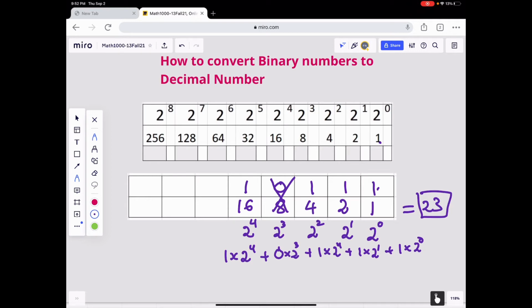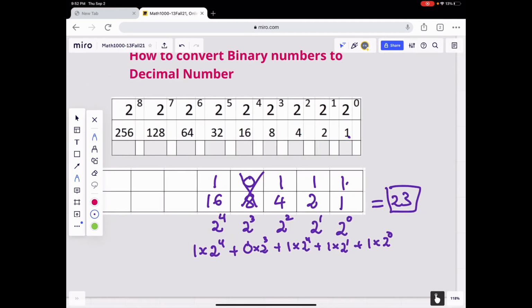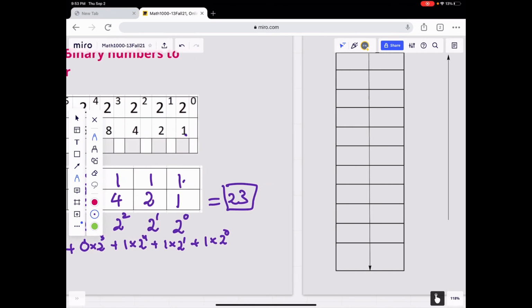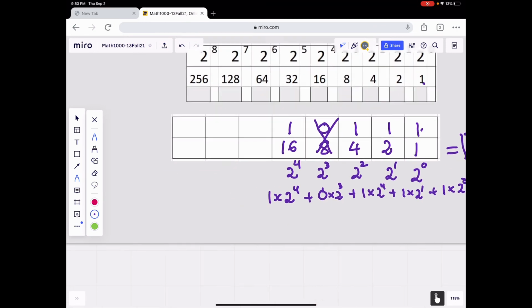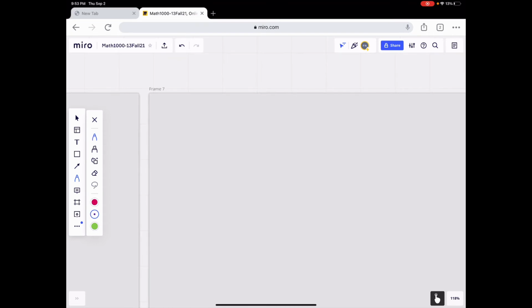They have another method, not just looking at the table, but a different method. We call it double. So let's look at another number, using binary and converting it to a decimal number using the double method. Not just looking at the table, but the double method. So let's look at one example. I'm going to give another example.